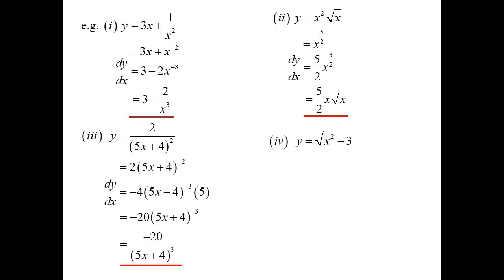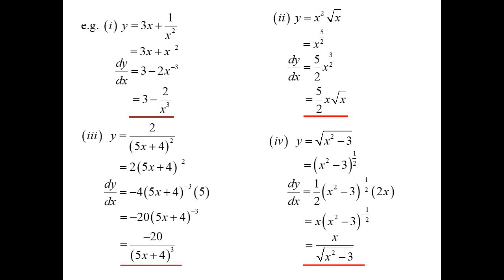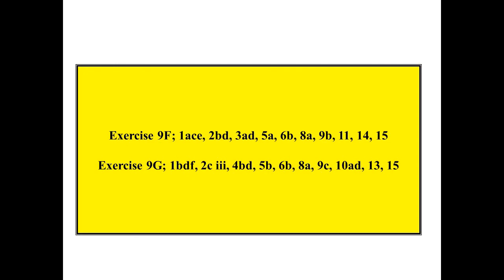Part 4, square root of x squared minus 3. We put it into index form, power of a half, but once again I'm going to use the chain rule. Bring down the power, half. Lower the power, becomes minus a half. Differentiate the inside, 2x. Let's tidy that up. So I have x times x squared minus 3 to the minus half. That's the mere mortal answer. Now the super mathematician answer: the x squared minus 3 to the power of minus half goes to the bottom of the fraction and becomes the square root of x squared minus 3. Okay, that'll do us for today.